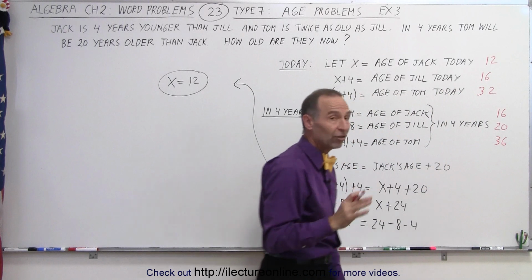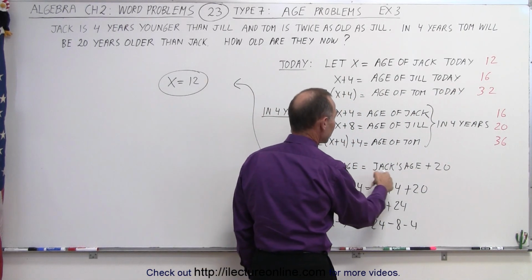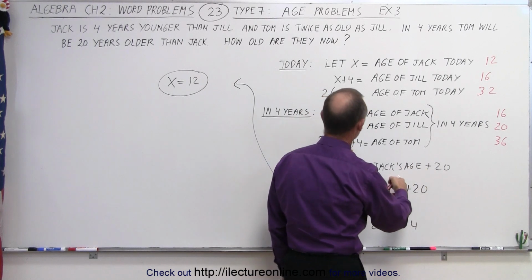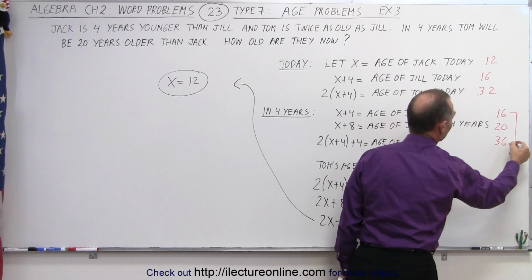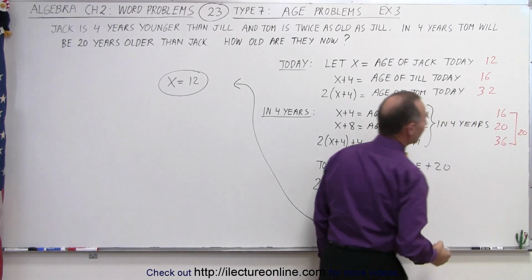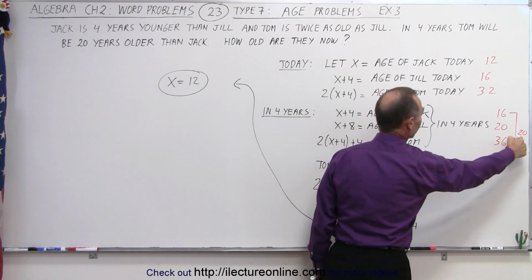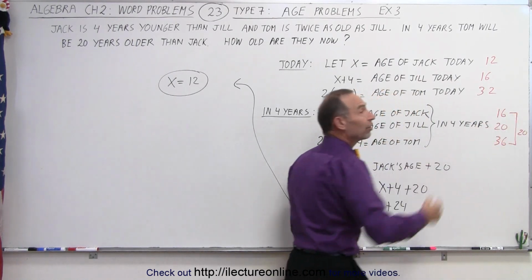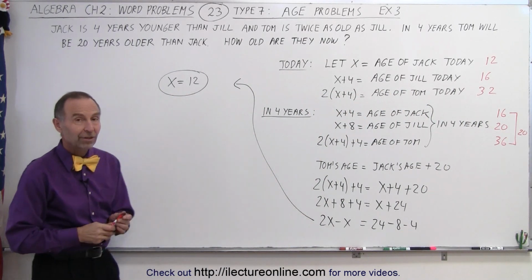Now let's check to see if what we have here is indeed correct. Tom's age should be 20 more than Jack's age. So this is Jack's age, this is Tom's age, and sure enough, the difference between these two is 20, and so that means that Tom at 36 is 20 years older than Jack 4 years into the future. It looks like everything checks out, and this is how it's done.